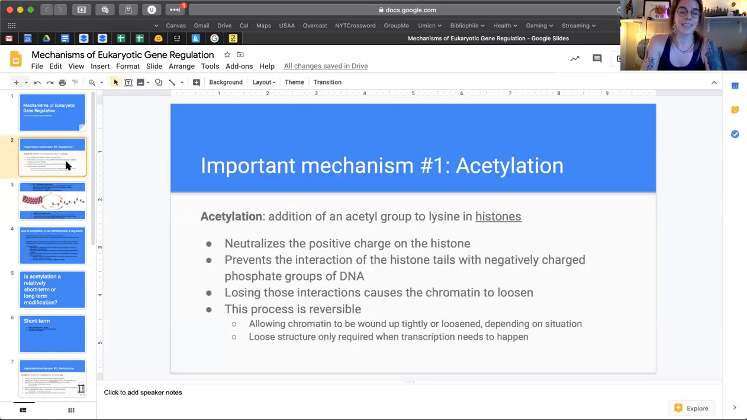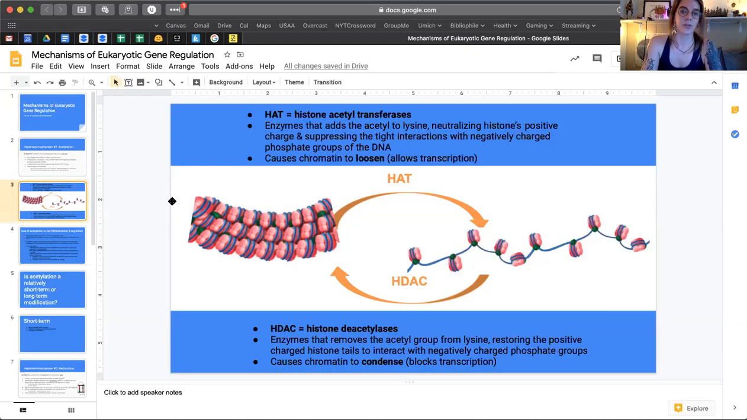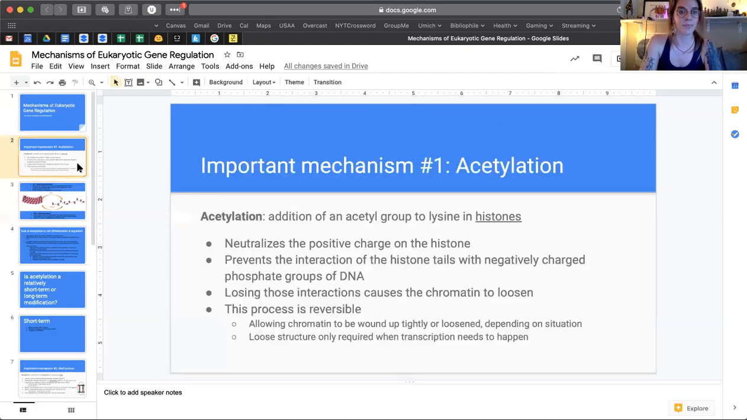So how acetylation works is that it essentially just neutralizes that positive charge on the histone. And then that causes those interactions between the histones and the phosphate groups to kind of fall apart. So then we can kind of relax into this more loose structure because those interactions aren't going to be pulling them tight together anymore. This is a reversible process.